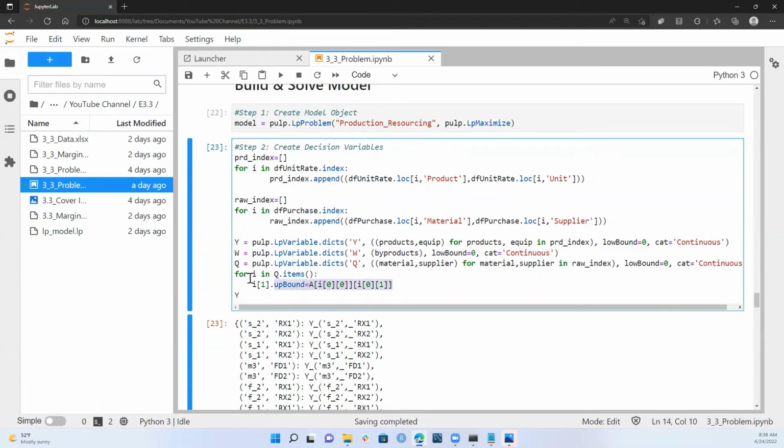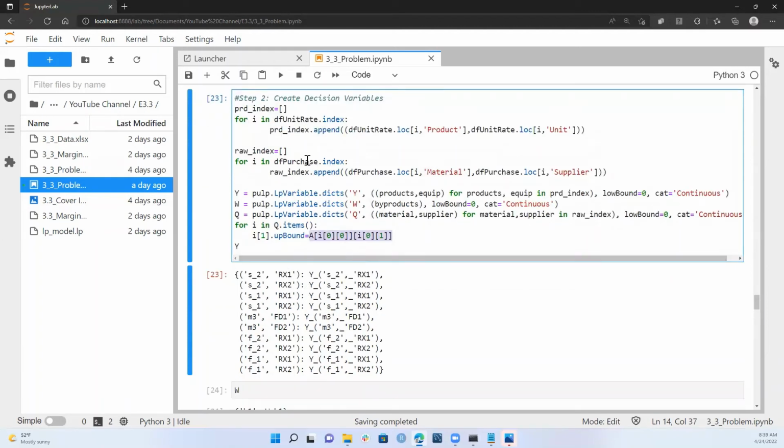Now for Q, as we covered in the problem statement, I do have a maximum amount of material that I can actually procure from each vendor. So for each of my Q sub JS decision variables, I'm also going to add an upper bound, which is going to be different for each, by looking back at that dictionary, A sub JS, and assigning the maximum available material value to this decision variable. So it will now have both a lower bound and an upper bound.